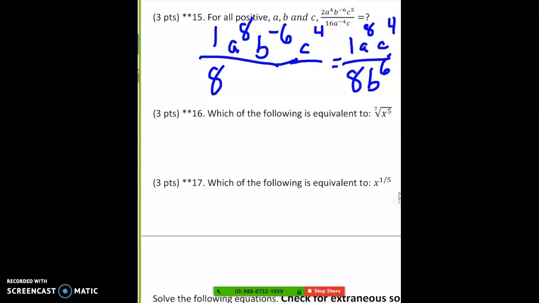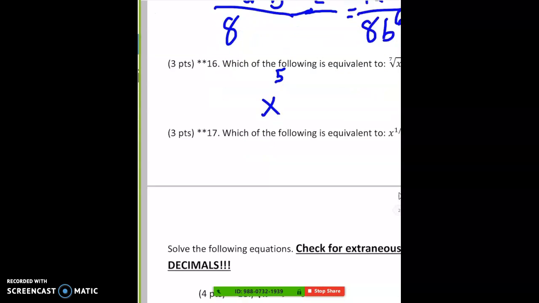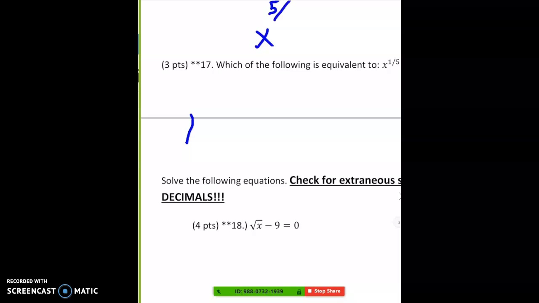All right, which of the following is equivalent to this? So what they want you to do is they want you to go ahead and convert that. Okay, so remember, exponent goes up top, index goes on bottom. Okay, so it should be x to the 5 over 7. Okay, so you got that.